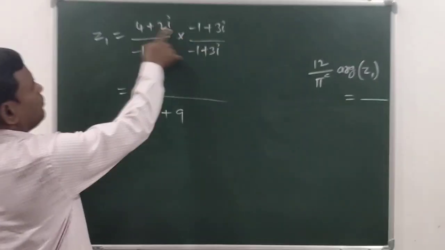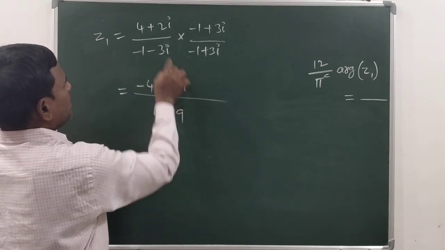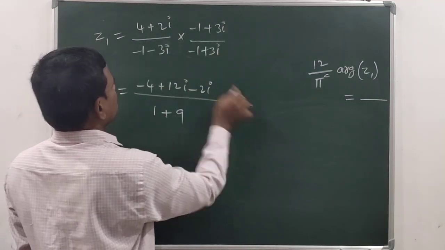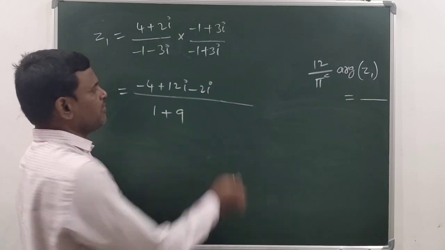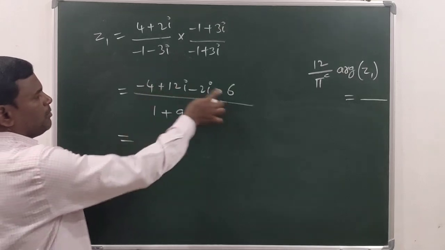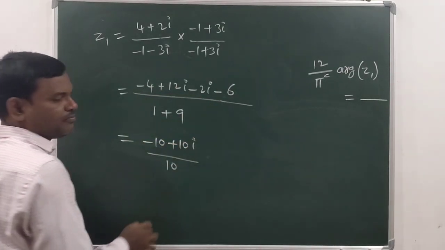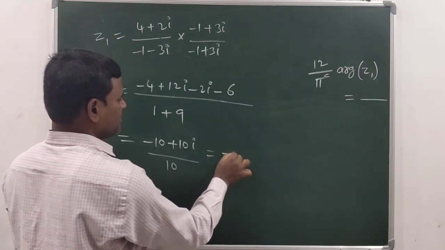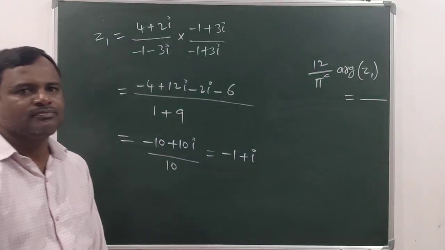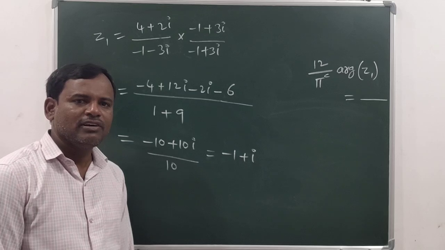So now go to the numerator. 4 into −1 is −4. 4 3s are 12i. Then 2i into −1 is −2i. Plus into plus is plus, so 2 3s are 6, 6i² becomes −6. See here, (−10 + 10i)/10, so now −1 + i. So this is z1. We simplified that given expression, and finally you got −1 + i for z1.